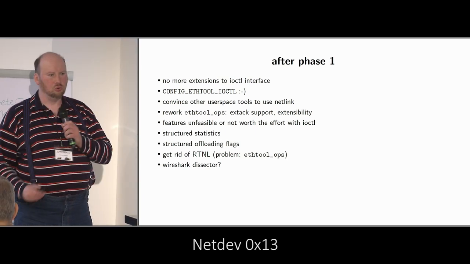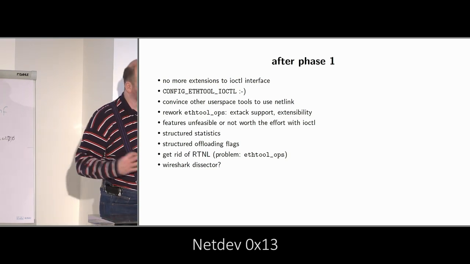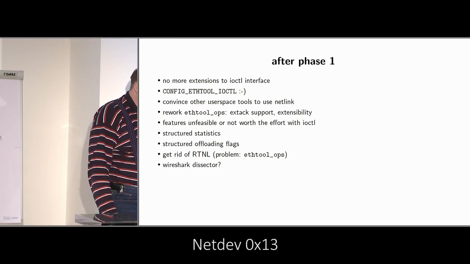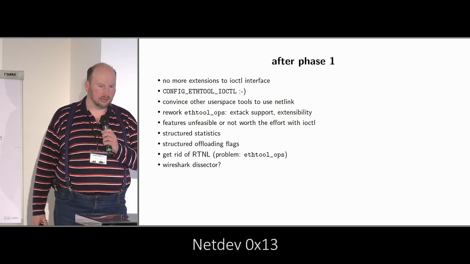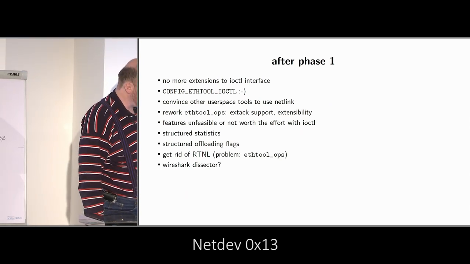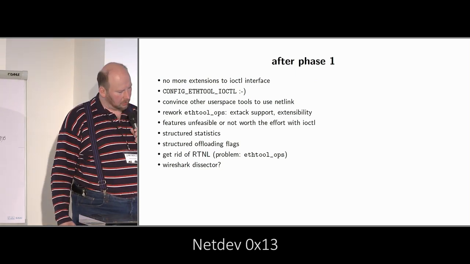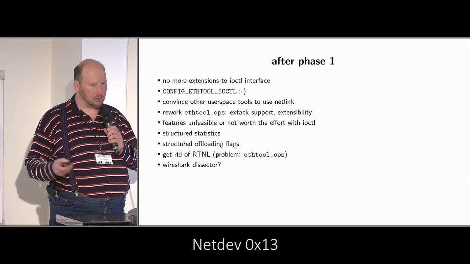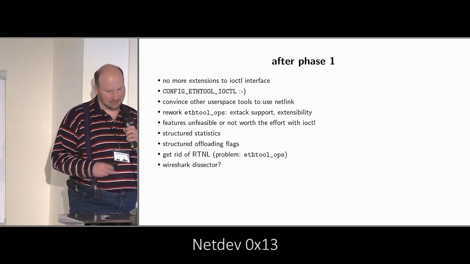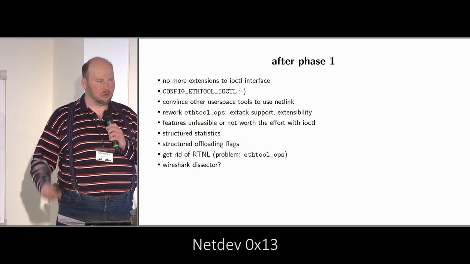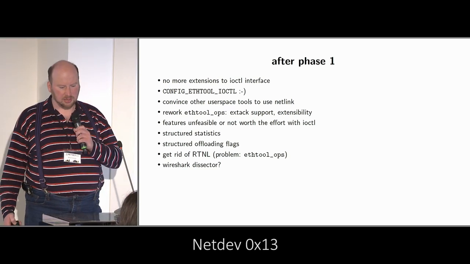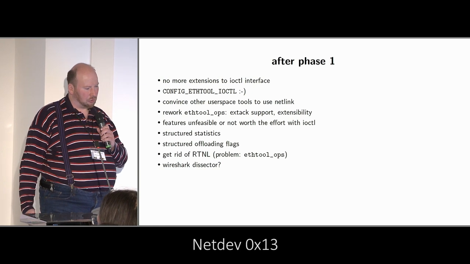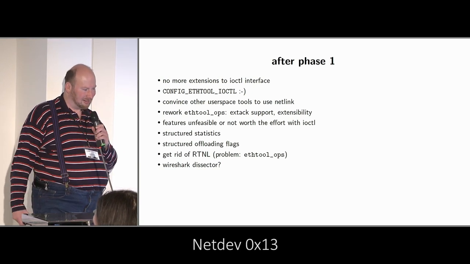So we should do no more extensions to the IOCTL interface, to push people to use the Netlink one. Make it optional. And convince other user space tools to use Netlink, which may be harder than it seems, because I remember when I was backporting the Netlink interface for bonding configuration to SLE 12, I mentioned that to people working on Wicked, and they said, oh, that's great, that will save us a lot of work. About a month ago, I checked the Wicked code, and I was surprised that to this day it's still using the sysfs interface to configure bonding, so it may be harder than it seems.